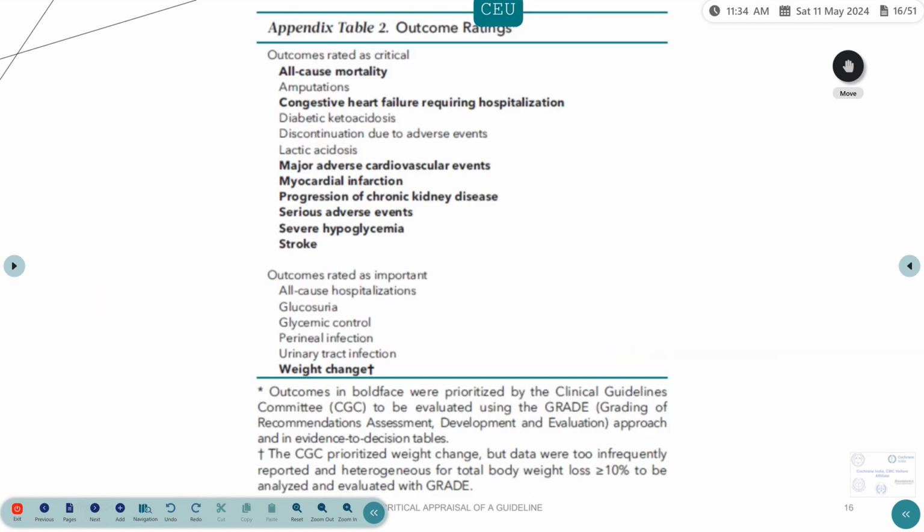So what are the outcomes they had given? They had given these outcomes to them and asked them to vote on which they think is the best outcome for them. And they have probably more adequately checked, because all-cause mortality and congestive heart failure, the appropriate ones, have been chosen. The weight change was another one which they thought. So whether other outcomes might have been chosen by people who actually had diabetes, possibly, was missed here.